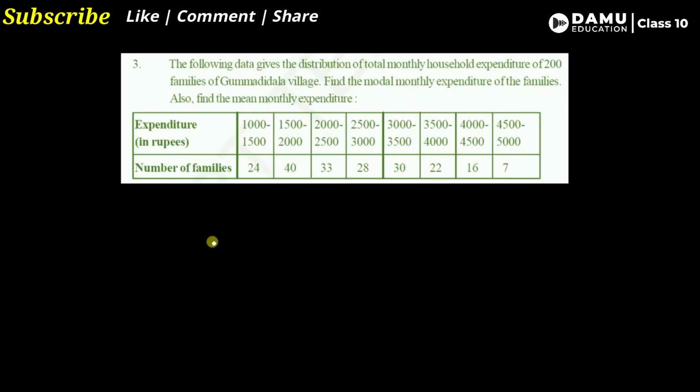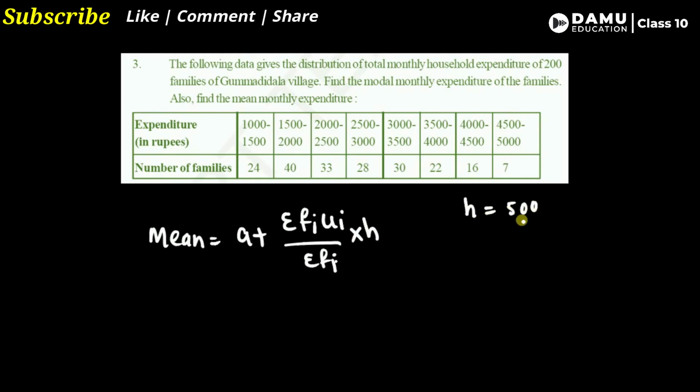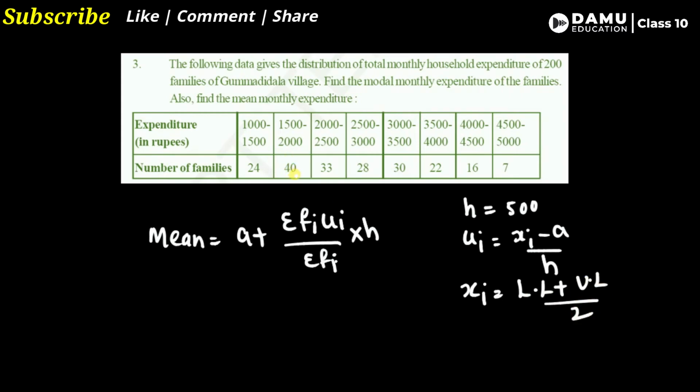Mean formula. What is the mean? Step deviation method. We'll move on to this step deviation method. Mean will be equal to assumed mean plus summation of fi ui by summation of fi, into h. What is h? We already know that h is equal to 500. Then ui is the step deviation value, (xi minus a) by h. xi is the middle value of each class interval, a is the assumed mean, h is the class length. How do we calculate xi? It is the average of lower limit plus upper limit by 2 for each corresponding interval.